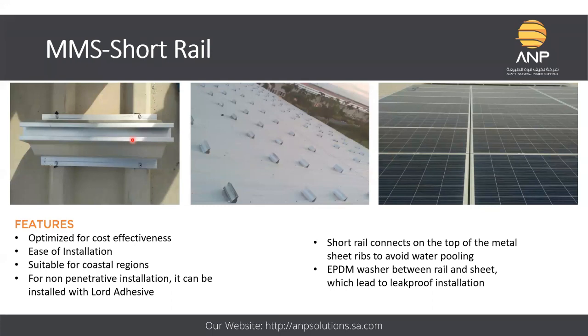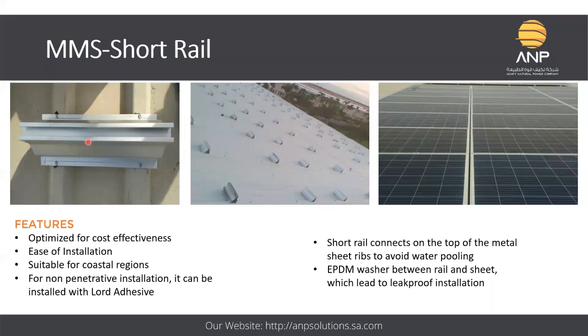And this type of structure is suitable for coastal areas. For example, if your location is near the sea, this type of structure is corrosion resistant and it can work well at coastal areas. And for example, if the sheet quality is not that good, you can install this particular structure by means of some adhesive, so that there is no need to penetrate this particular GI sheet.